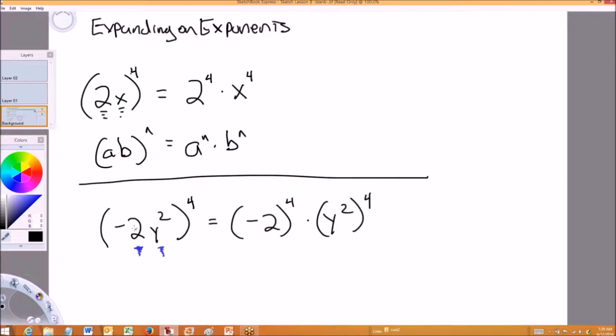See, all I did was I just broke these out and applied the same exponent to them.